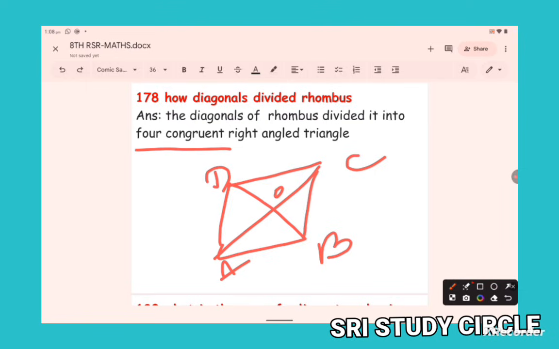Triangle OAB, triangle OBC, triangle OCD, triangle OAD. All these four triangles are congruent triangles. That means in a rhombus, the diagonals can divide it into four congruent triangles.